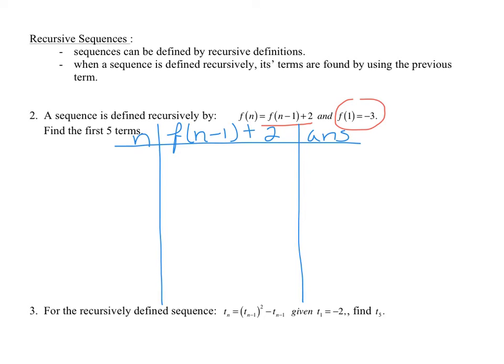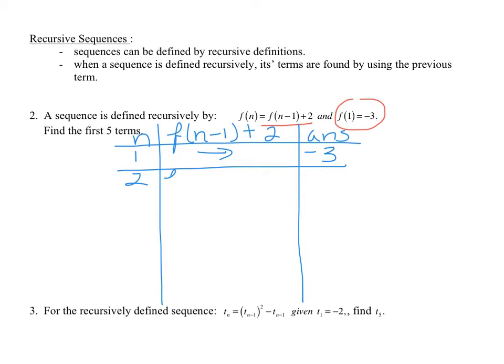Okay, so what do I know? I know my first term is negative 3. So I'm not putting 1 in for n. They told me what it is, because think about it. If I put 1 in for n, it would be 1 minus 1 is 0, and f sub 0, there's no such thing.